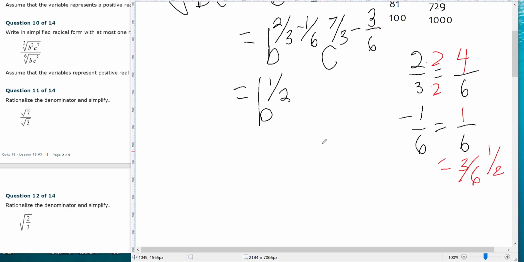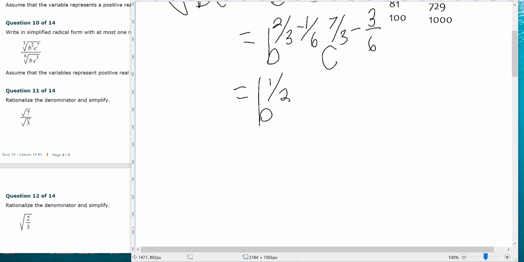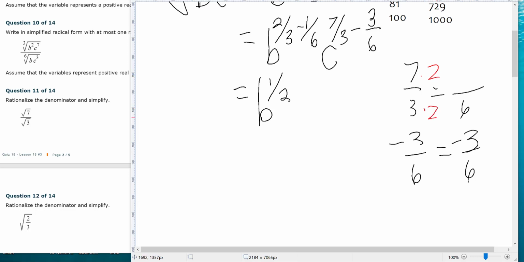Now to do c, I have to get a common denominator. 7 over 3 minus 3 over 6. My least common denominator is 6. The bottom one is fine, but the top one, I have to multiply the top by 2 and the bottom by 2. That's 14 over 6 minus 3 over 6 is 11 over 6. So this is going to be c to the 11 over 6.